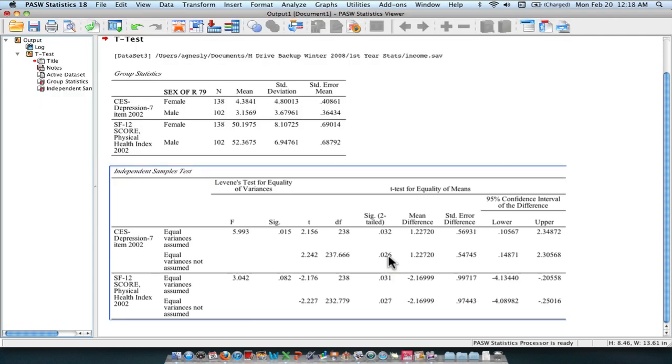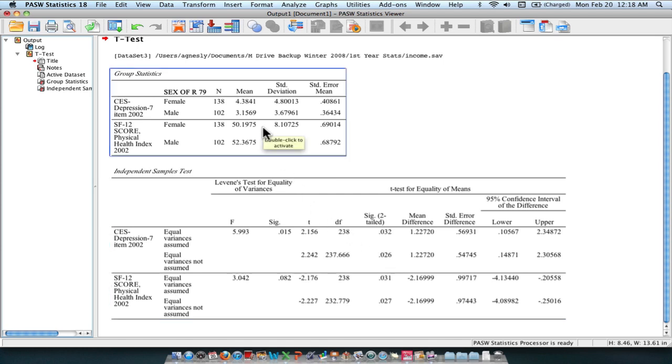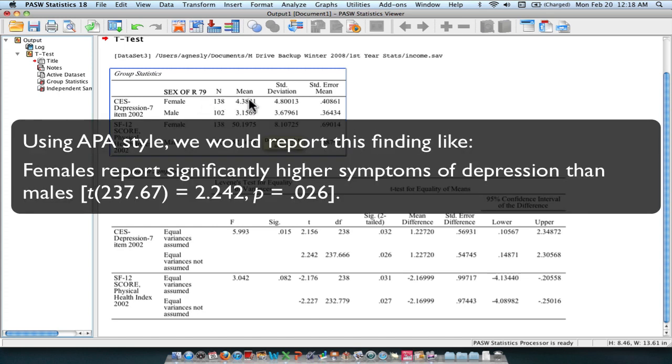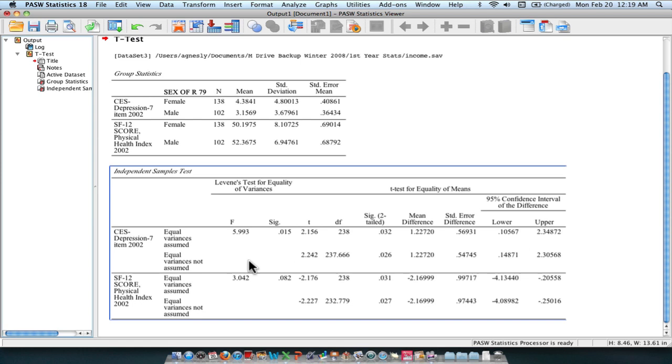And how do we tell who's higher and who's lower? We can go back to our group statistics box, and we can see that females are significantly higher than males on depression scores in 2002. So let's go ahead and look at our physical health index.